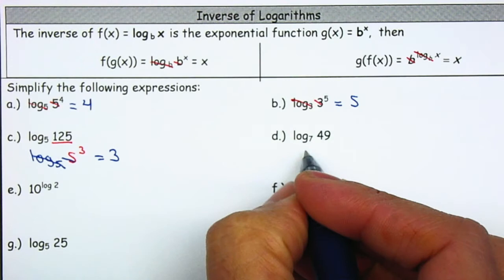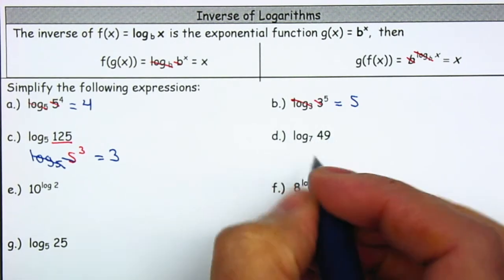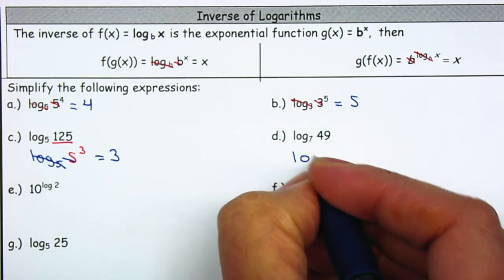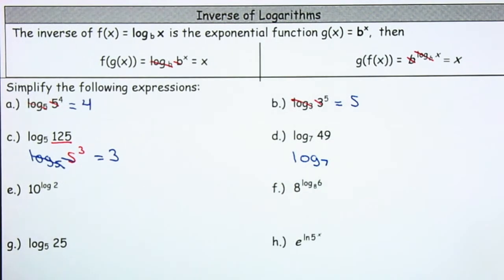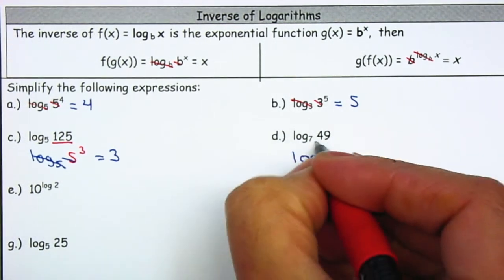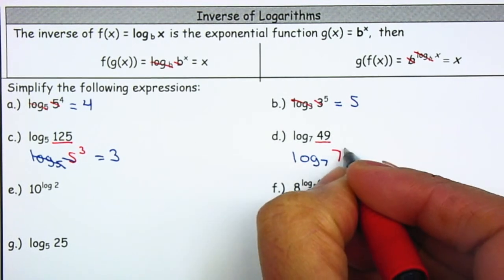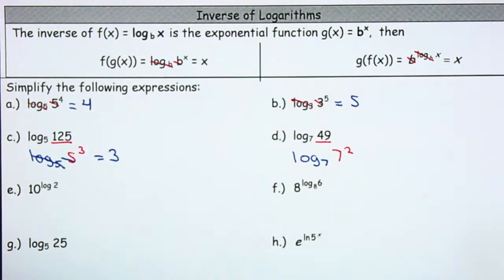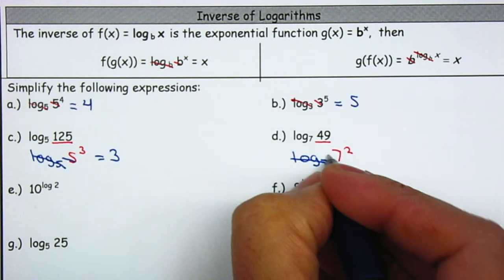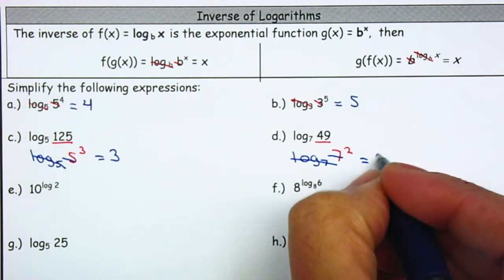I want to be able to rewrite log base 7 of 49 as the log base 7. I want to be able to rewrite the 49 as 7 to what power? To the 2nd power. This will cancel, so it's equal to 2.